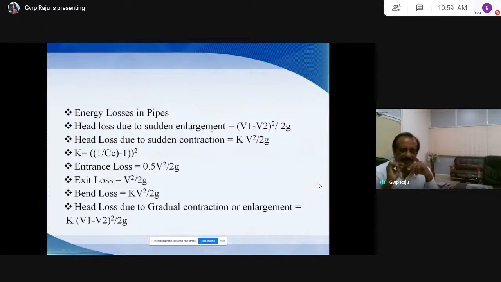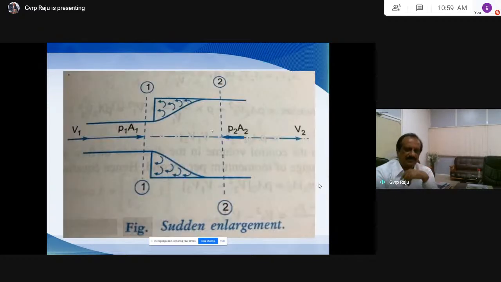So when the pipe is initially having diameter D1, and suddenly enlarges to D2. If you see here, this pipe is having diameter D1, and this is suddenly enlarged. So this is D2, section 1 and section 2, wherein the diameter is D1 here and D2 here. So this is the pipe, normally it is coming, again it is suddenly enlarged, not gradually here, this is sudden enlargement.